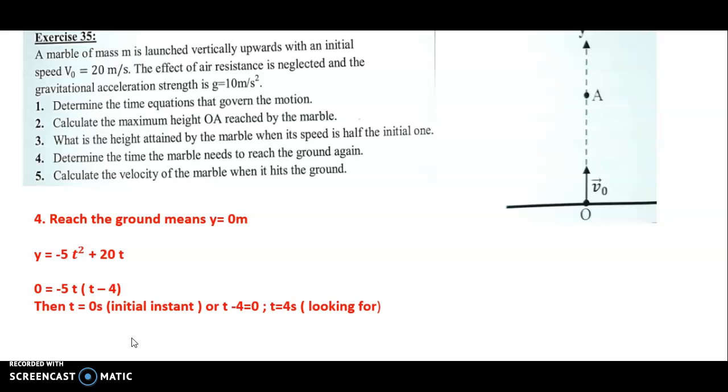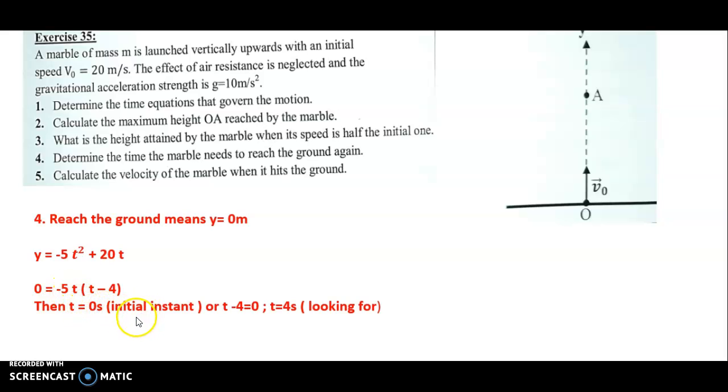Now, determine the time the marble needs to reach the ground again. So reach the ground means y equals 0 meter, y equal minus 5t squared plus 20t. 0 is minus 5t. We're factorizing here, taking minus 5 in common, and t in common, so minus 5t, we are left here with t minus 4. So when we have the product of two factors equals 0, either the first is 0 or the second, then here we say that minus 5t is 0. This means that t equals 0 seconds, which is the initial instant.